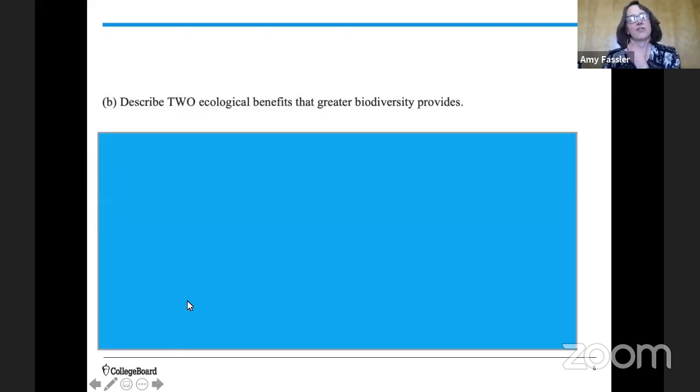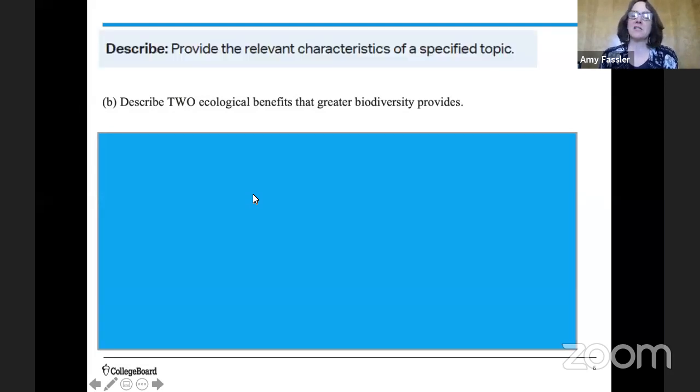Next, we went on to describe two benefits, ecological benefits that greater biodiversity provides. So my task verb here is to describe, provide relevant characteristics. I think the terms describe and explain confuse students. So we'll look at both today and tomorrow in our review celebration. But when I explain something, I'm explaining why something happens, or a process, explaining how something happens. Describing is to provide characteristics.